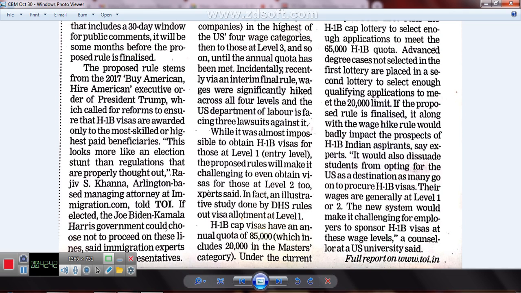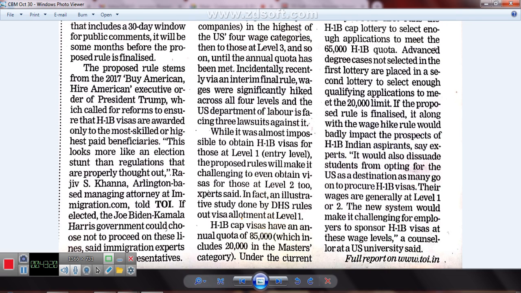See, when the job wages were lower, most of the foreign citizens used to go and work there, and the US company used to pay them lower wages. But now, if this new proposal is implemented, and the US Department of Labor has already raised the wages, it will become extremely difficult for US employers to get visas for entry level, that is level 1. Now it will be difficult for them to get employees from other countries even for level 2, where earlier the wages were low.